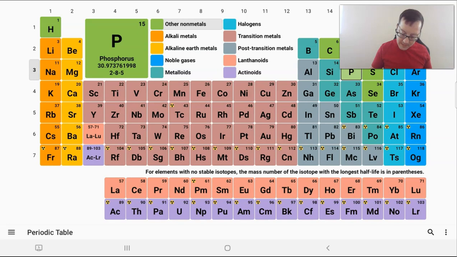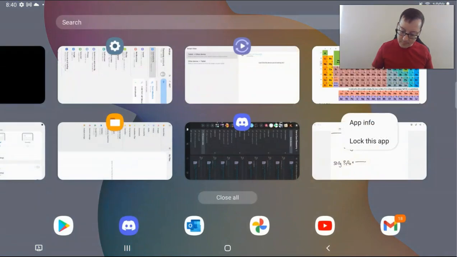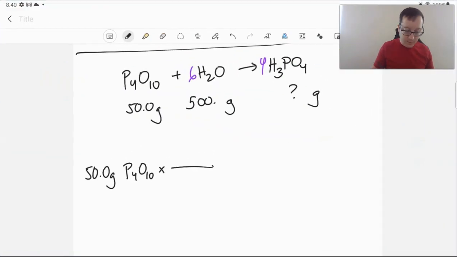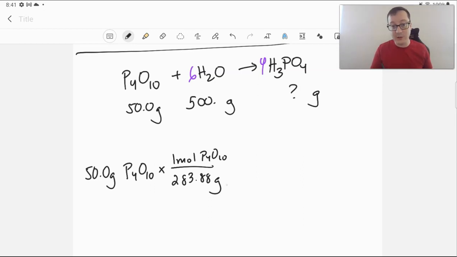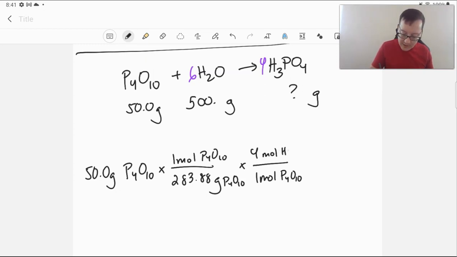All right, so we've got that. So our molar mass is 283.88 grams for 1 mole. And since we're interested in seeing how much product, we'll go ahead and use that as the thing we're looking for. So here we're going to have 1 mole of our P4O10. These are our reaction coefficients now. 4 moles of phosphoric acid.